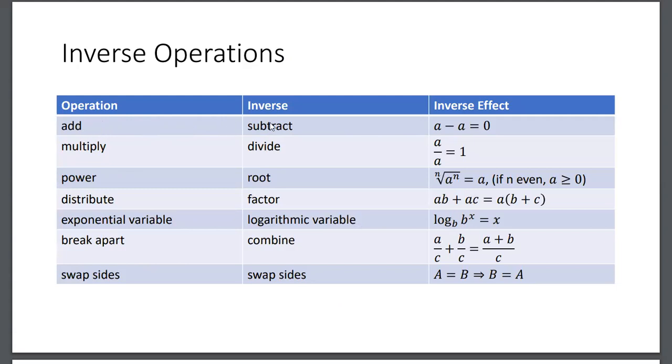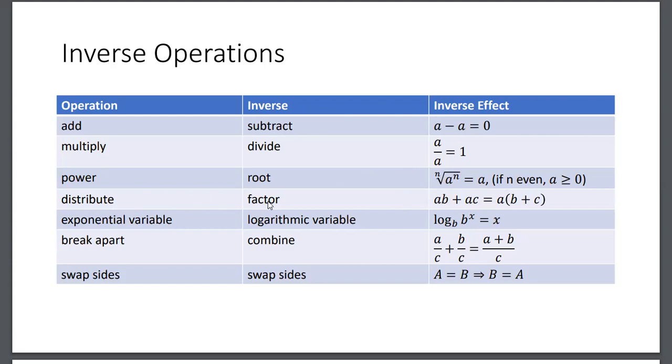Add and subtract. You subtract a from a, you get 0. Multiply and divide. If you divide a by a, you get 1. Power and root. We look here at an nth power of a, and then take an nth root of that, and you get a. That's if n is even and a is greater than or equal to 0. We'll see other cases for n in the examples.